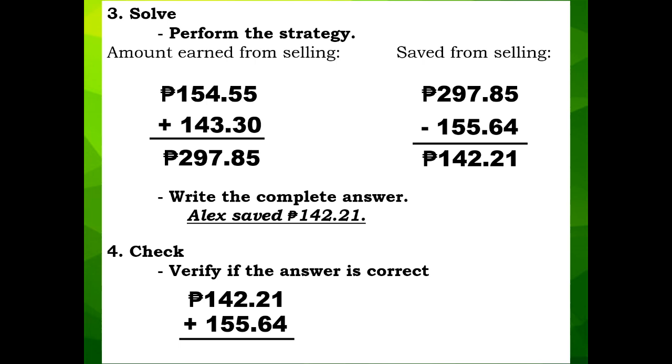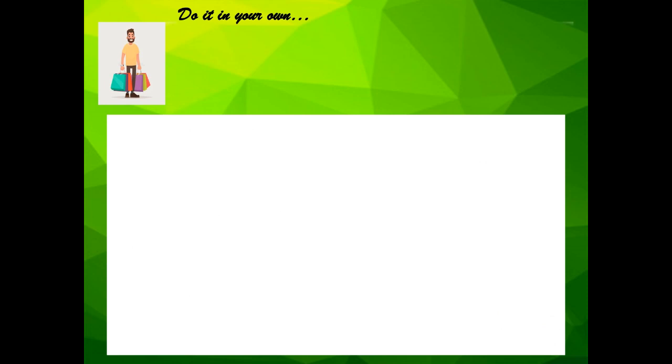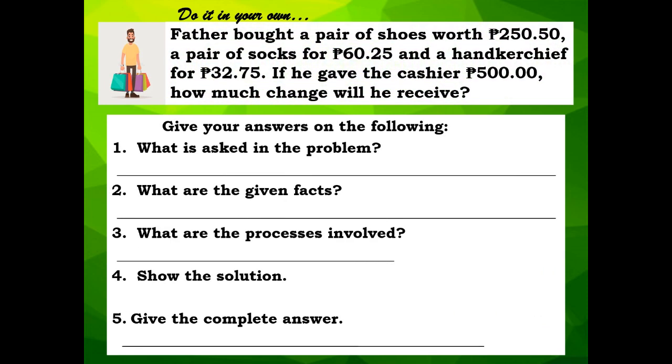Give now the answer, children. 297 pesos and 85 centavos, which is the total amount earned from selling. The answer is correct. Good job, everyone. This time, do it on your own. Study a given non-routine problem, then give your answers on the following. I will give you 3 minutes to do it.